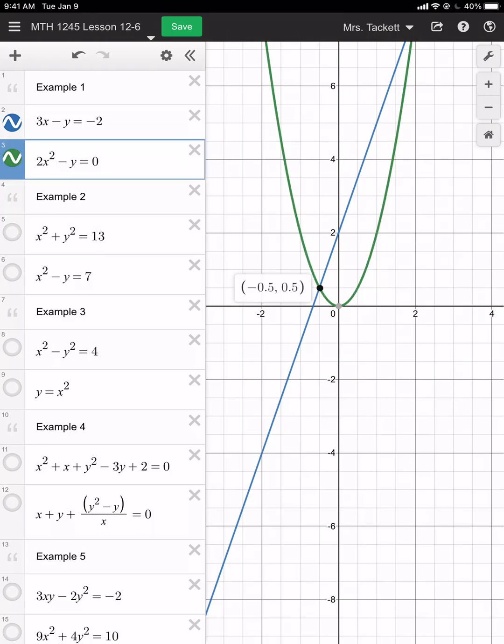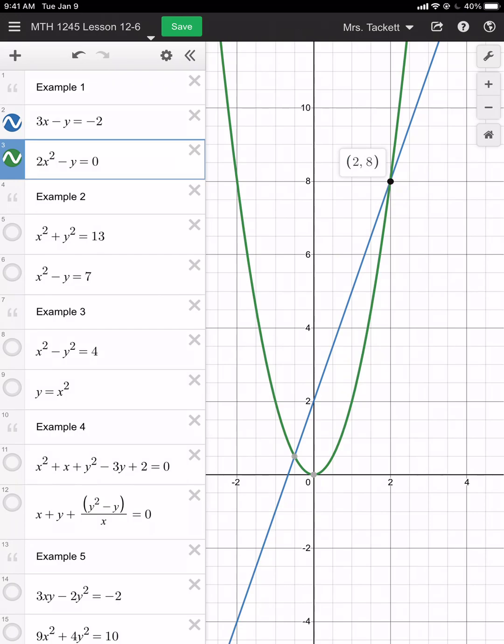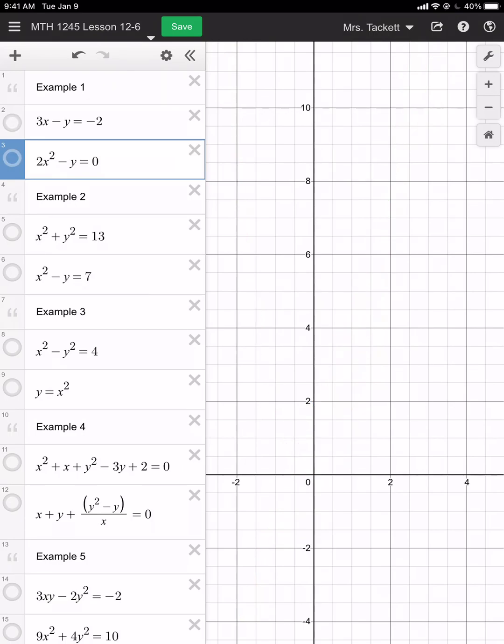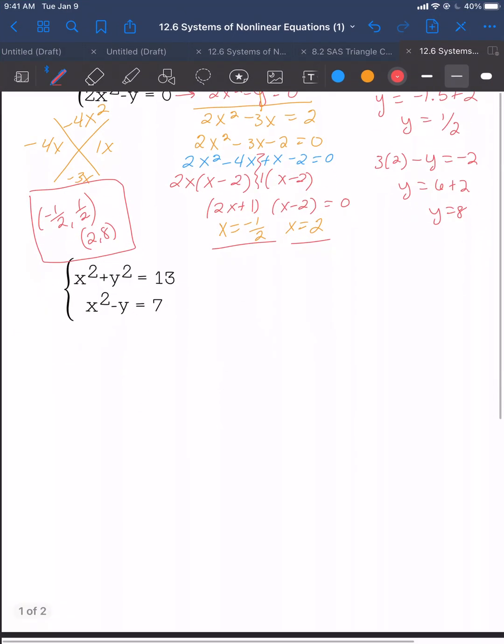Let's just look at the graph here. We're looking where the graph crosses. So there's your -1/2, 1/2. And here is your 2, 8. So where the graphs intersect is your solutions. Alright.